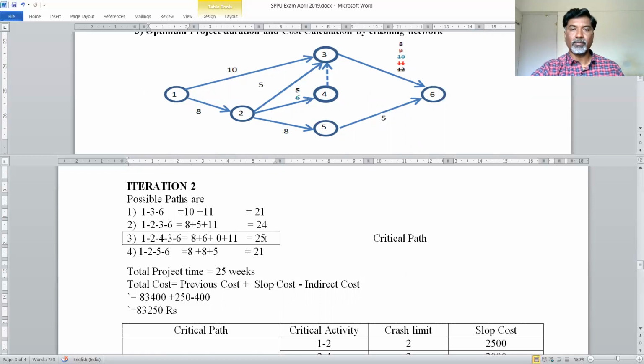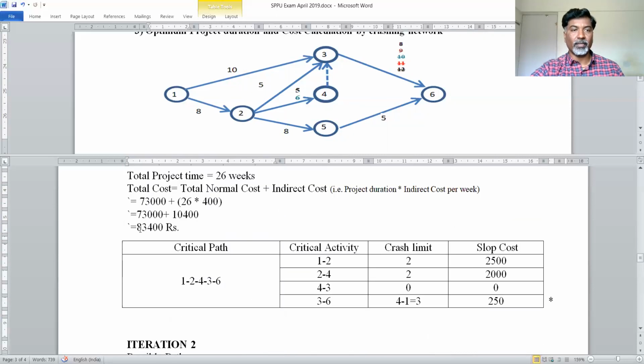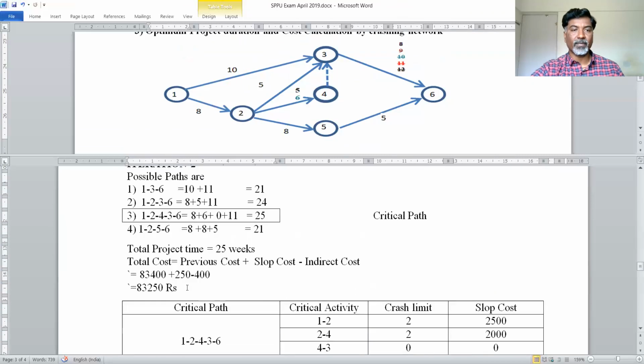So we have identified this is the critical path. Then total project time is 25 weeks, and total cost is equal to, the formula is here different one. Total cost is equal to previous cost plus slope cost minus indirect cost. So what is the previous cost? The previous cost we have calculated is 83,400.